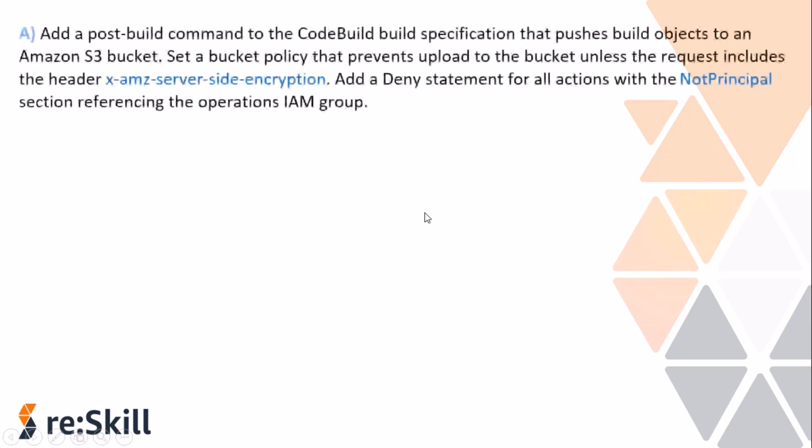We have the option we can use: we can add a post build command to the CodeBuild specification that pushes build objects to an S3 bucket, and then set a bucket policy that will prevent the upload unless there is encryption. And we add a deny statement for all the actions with the NotPrincipal section referencing the operations IAM group, so that other than the operations group, nobody should be able to access it.